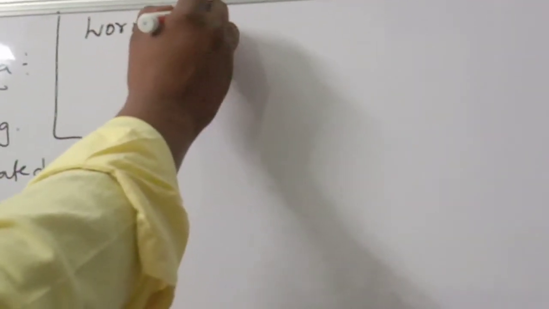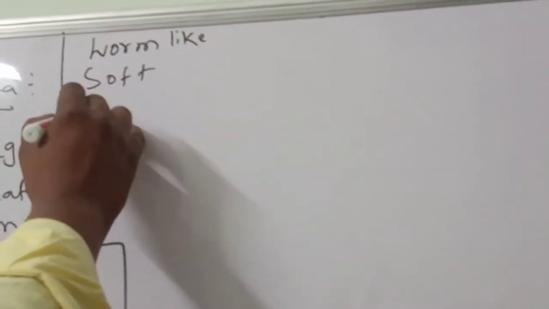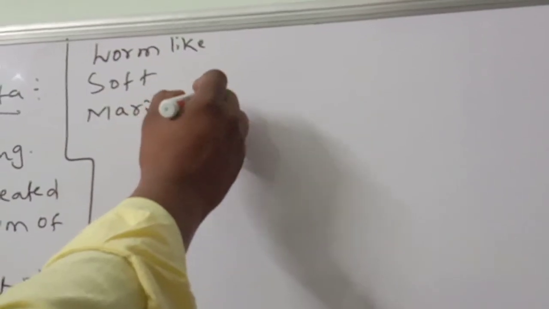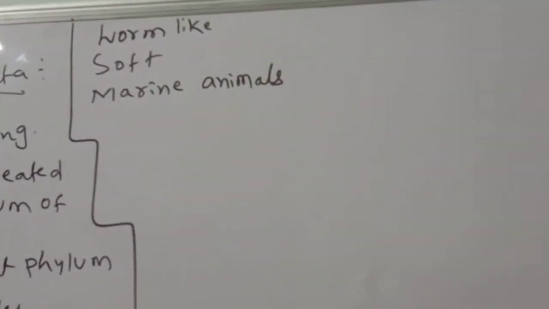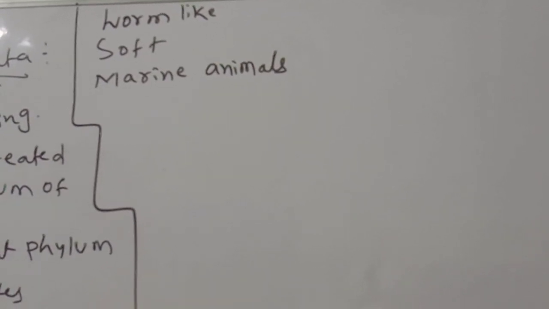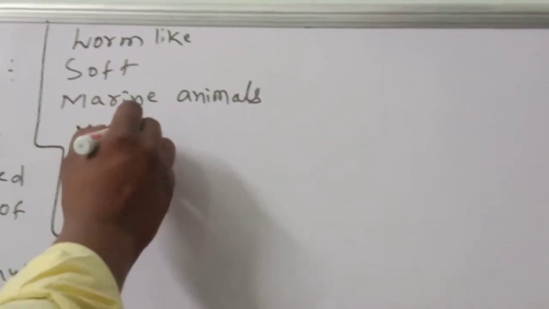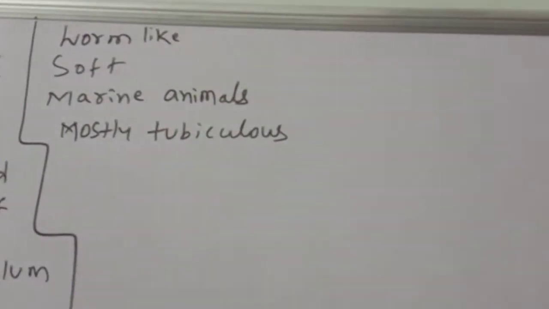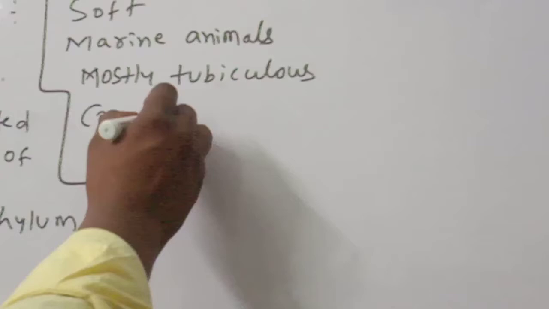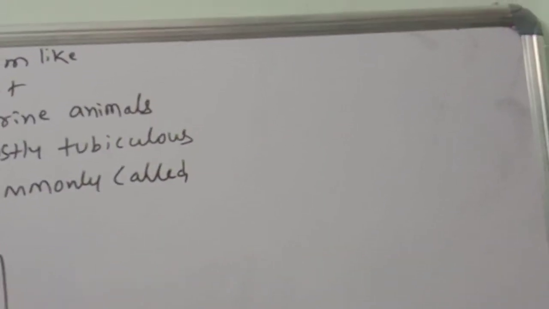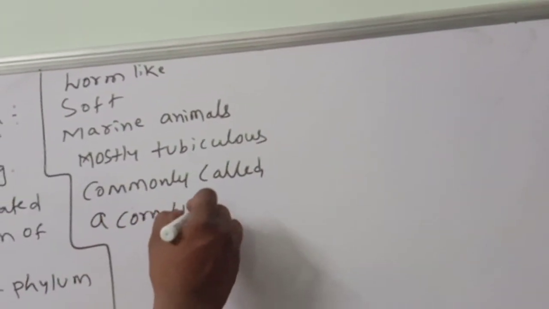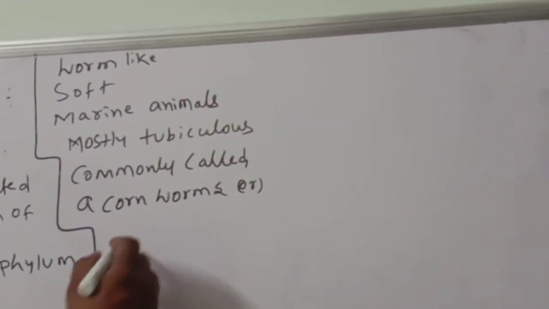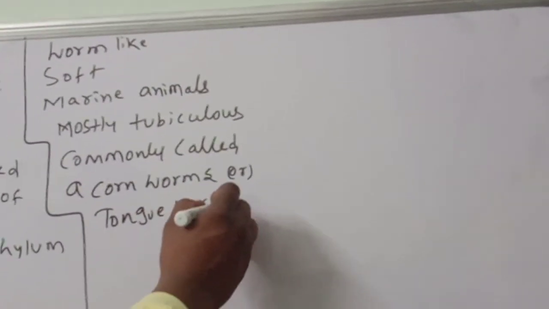Now, next characters we are seeing. This phylum consists of worm-like soft marine animals, mostly tubicolous, living in tube-like forms. Next, they are commonly called acorn worms or tongue worms.